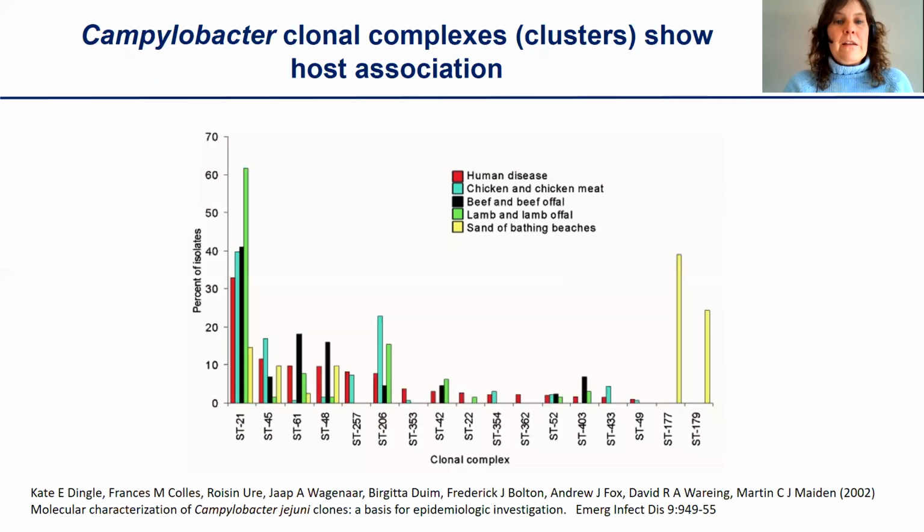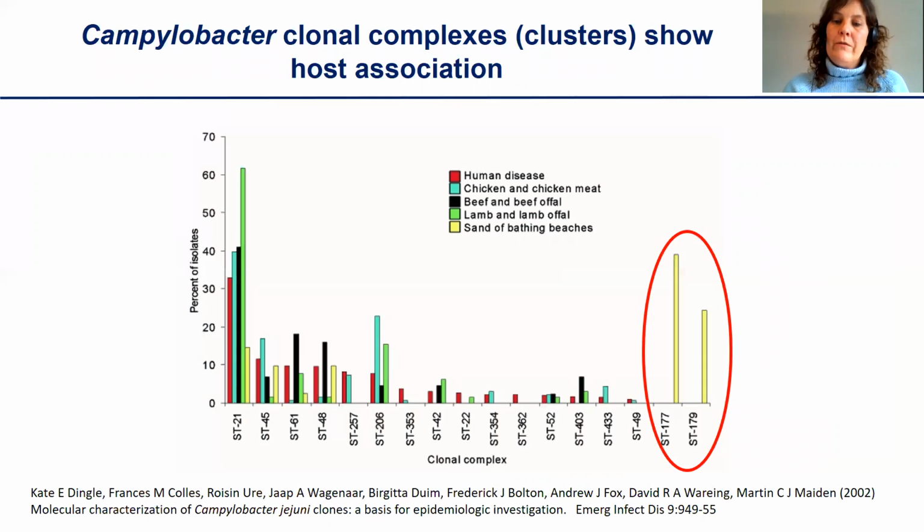So we quickly realized from the large isolate collections, when we're trying to trace sources of human infection, that there were clusters of closely related sequence types, which we've called clonal complexes, and several of these were associated with particular host sources. So for example, ST61 and 48 complexes shown here are predominant amongst ruminant sources. 257 shown here, predominant amongst chicken source, shown in light blue, with a couple of environmentally associated clonal complexes.